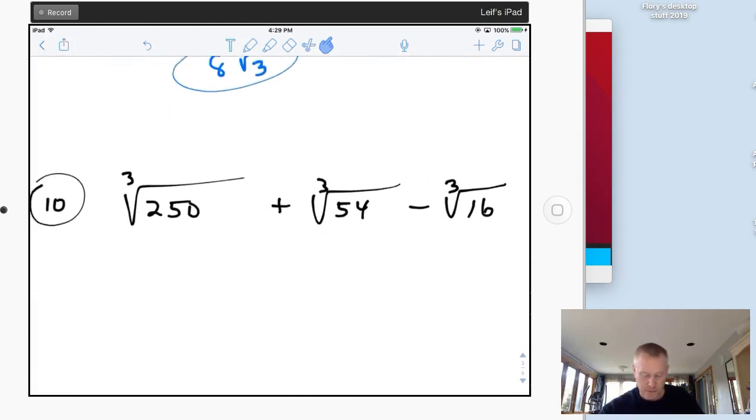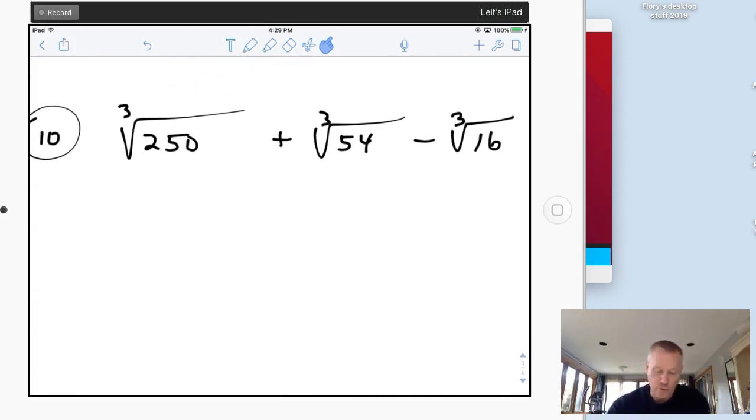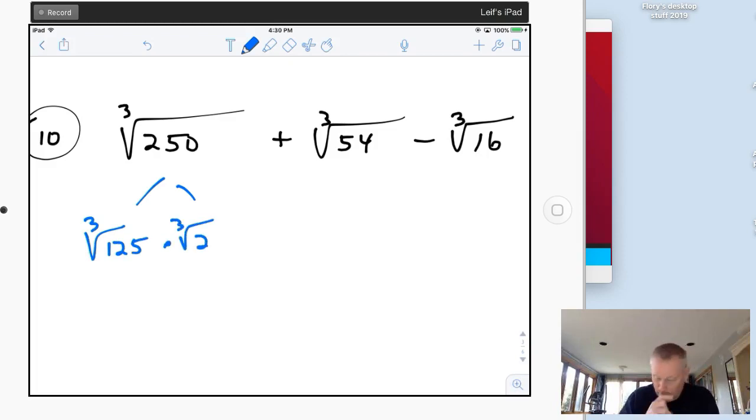All right, here's another one that's similar to that, except it's third roots. So you got to know your third roots a little bit. 125 is a perfect cube. 125 is 5 times 5 times 5. So third root of 125 times third root of 2. 54 is the third root of 27 times the third root of 2.